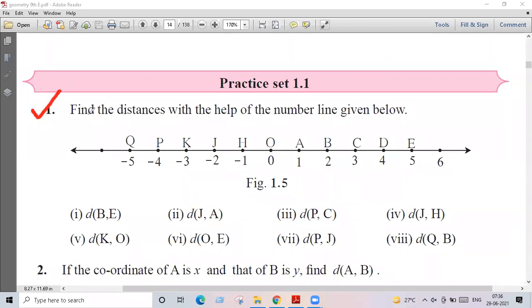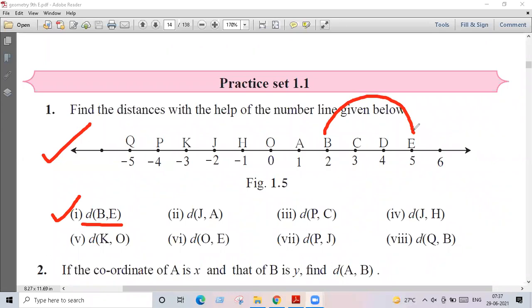Here the first question is: find the distances with the help of the number line given below. A number line is given to you, with the coordinates of different alphabets. First it is asked: what is the distance between B and E? You have to find the distance between B and E.